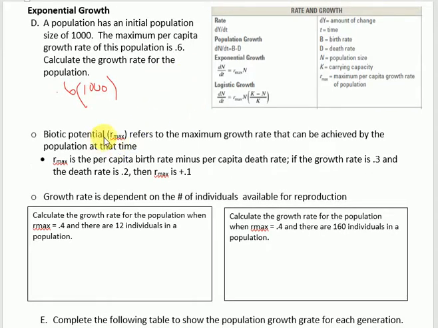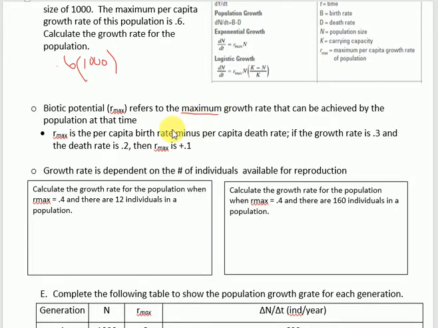So the biotic potential, or your Rmax, is going to refer to the maximum growth rate that can be achieved at that time by the population. It is the per capita birth rate minus the per capita death rate. So if the birth rate is 0.3 and the death rate is 0.2, then Rmax is going to be 0.1.